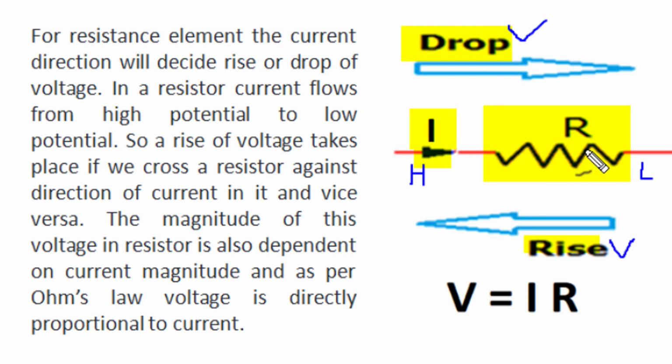And as per Ohm's law, the amount of voltage across a resistance is given as V is equal to IR, and magnitude of current will decide the magnitude of voltage rise or voltage drop in our travel condition.